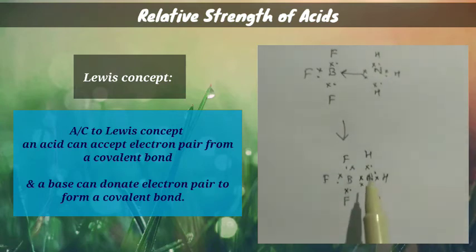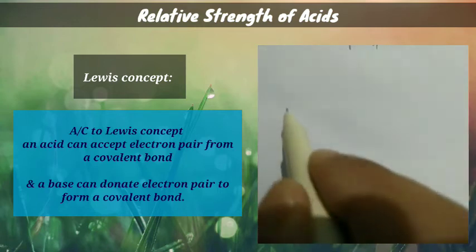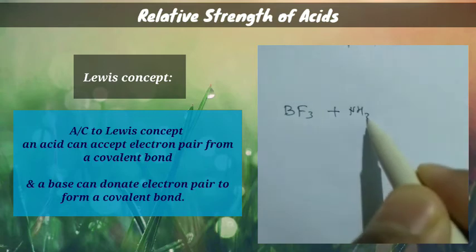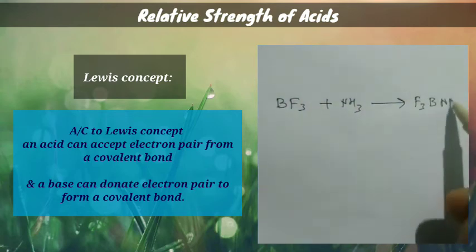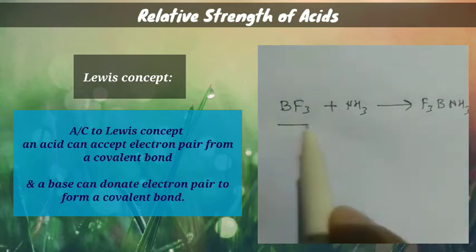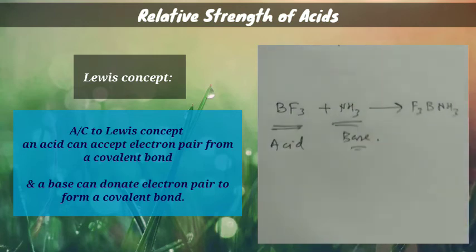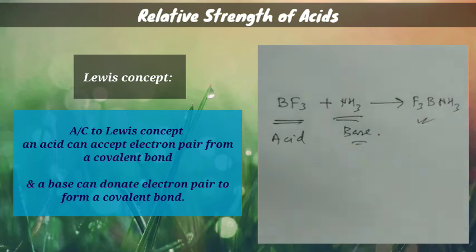So that means here we observe a reaction. We can write the reaction like this, okay. BF3 plus NH3 gives F3B, and here NH3, okay. So that means this will act as a what? Acid, okay, and this will act as a base, according to what? According to the Lewis concept, okay, and they will form a molecule.